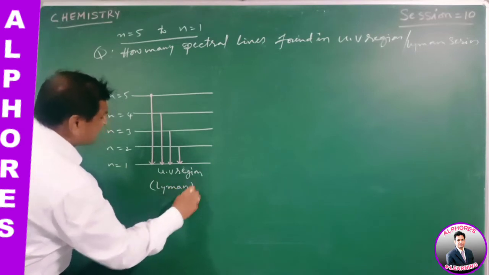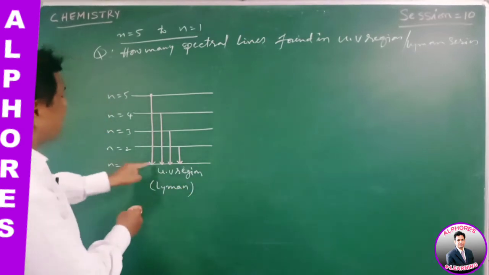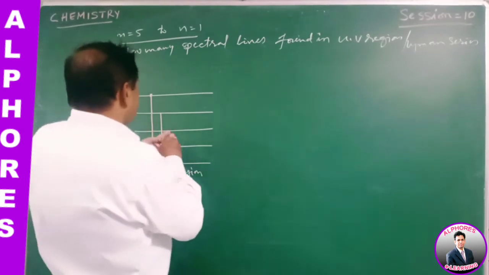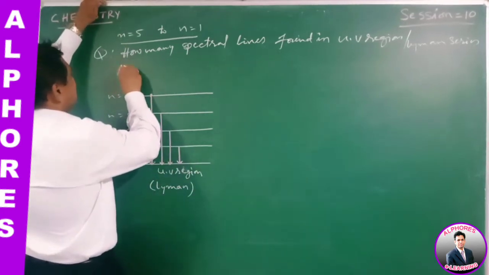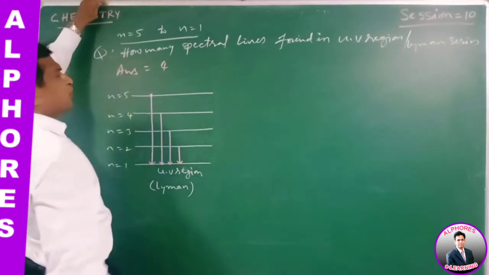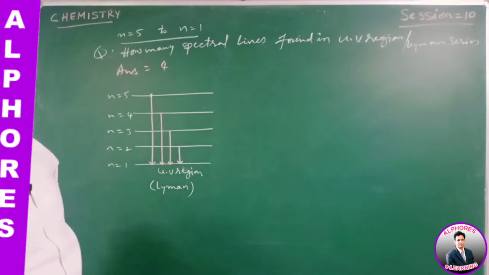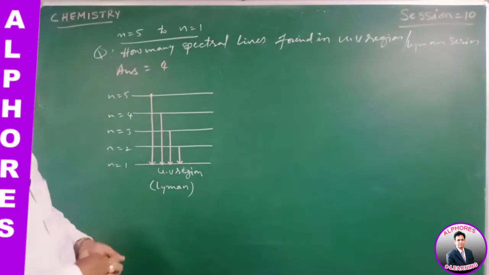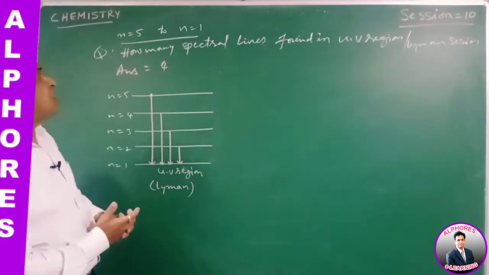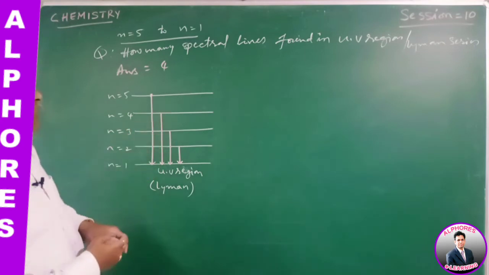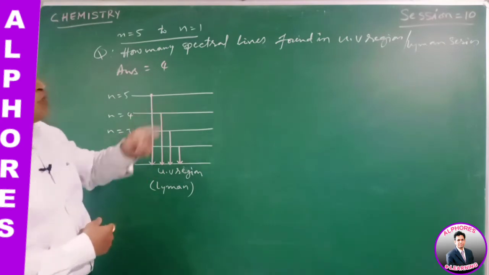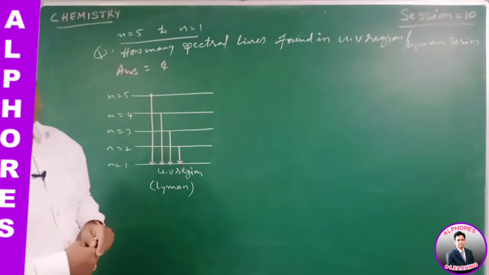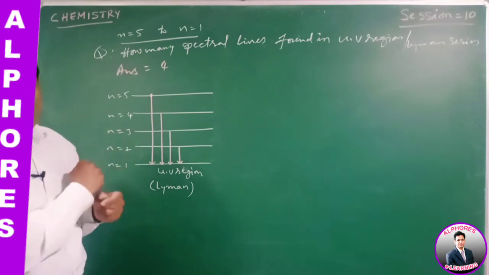How many spectral lines did we notice? Only 4. So the answer is 4 spectral lines identified in the Lyman series, or UV region, of the hydrogen spectrum. This is about the number of spectral lines formed in the UV region or Lyman series. This is one concept we can understand.